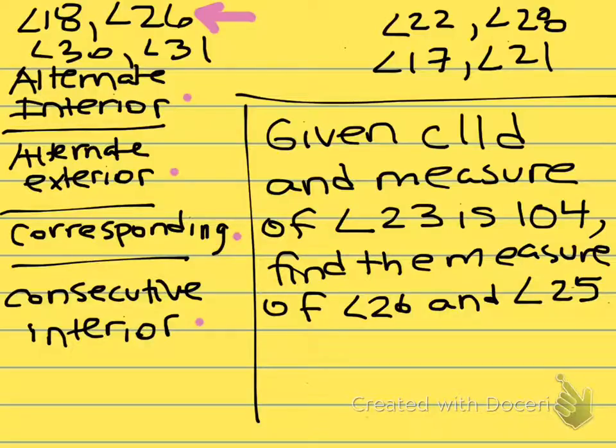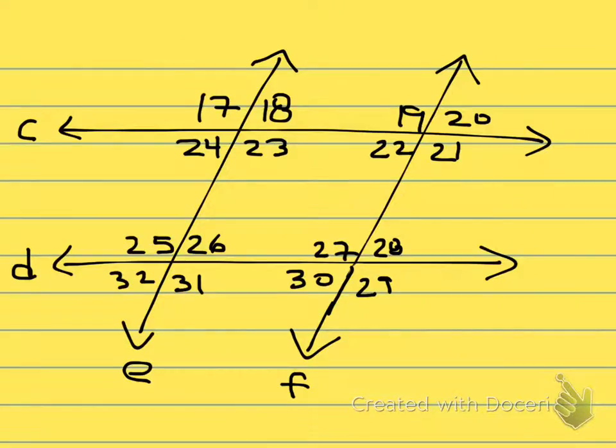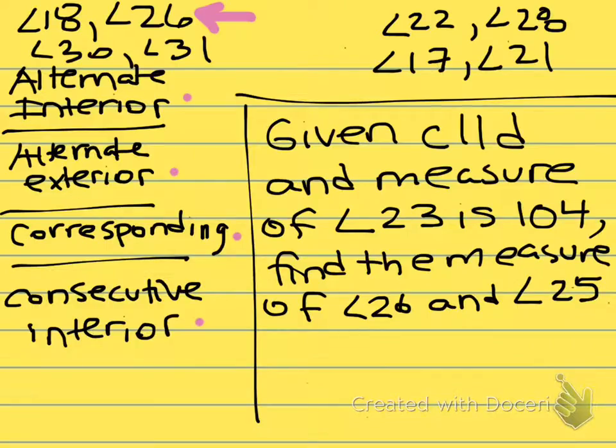So if we go back, 18 and 26, that's going to be here and here. So they're both on the same side, but one is in between the two lines, these two, and then one is outside of those, so we have one interior and one exterior on the same side, and that is corresponding. So these two are corresponding.